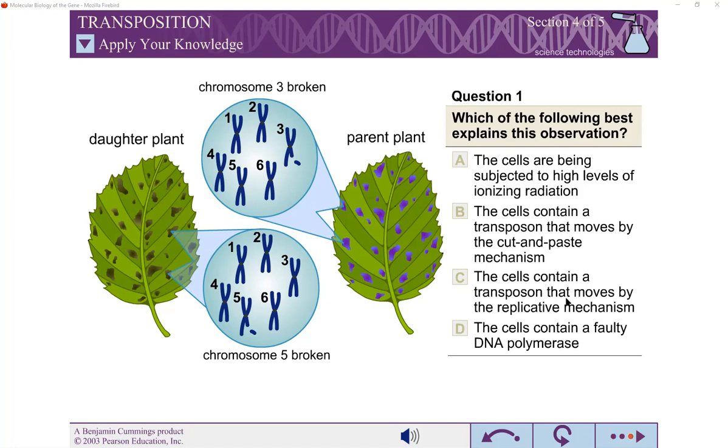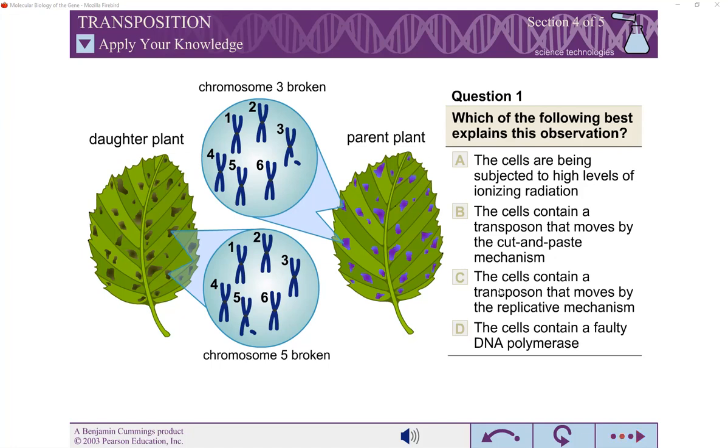The cells contain a transposon that moves by the replicative mechanism, because they are moving from the parent plant into the daughter plant, and the sites are again being changed. Okay, but see, the number of fragments are same. The cells contain a faulty DNA polymerase. So what do you guess? The cell contains a transposon that moves by replicative mechanism.